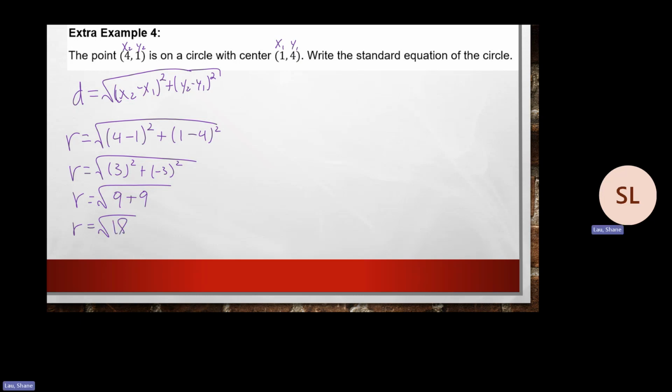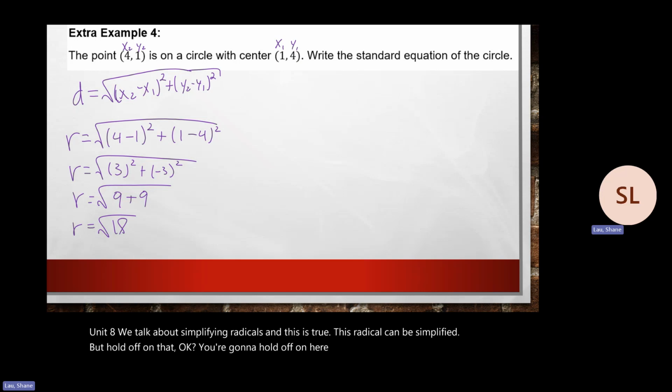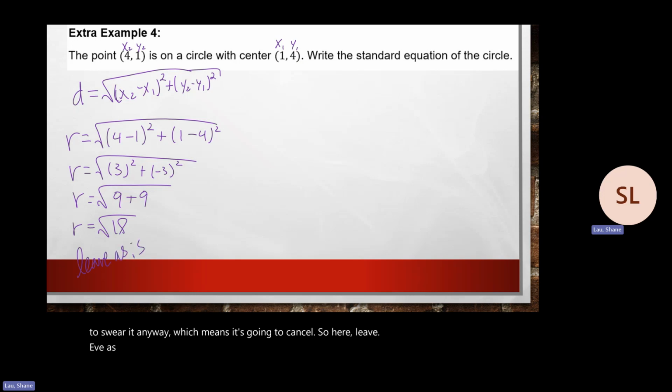Okay, here in unit 8, we talked about simplifying radicals. And this is true, this radical can be simplified, but hold off on that. You're going to hold off here because realize later on we're going to square it anyway, which means it's going to cancel. So here, leave it as is. Unless it's already a perfect square. So if it's like 64, for example, leave it alone. Leave it under that radical.